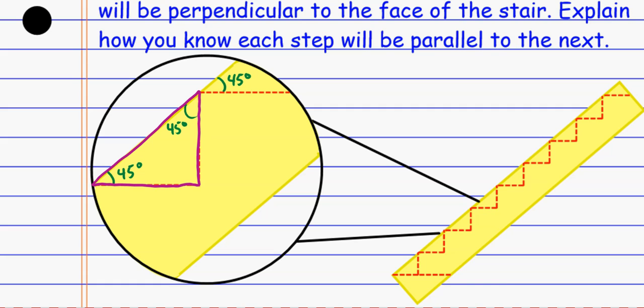Well, we know the three angles inside a triangle have to add up to 180 degrees. And so if those have to add up to 180 degrees, then I can take these, which is 90 degrees, subtract that from the 180, and that leaves me with 90 degrees, which means this angle right here is a 90-degree angle, which means that the step and the face of the next step are perpendicular, okay?